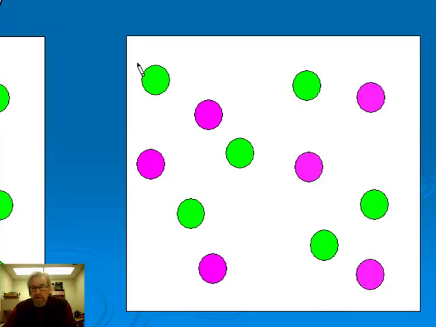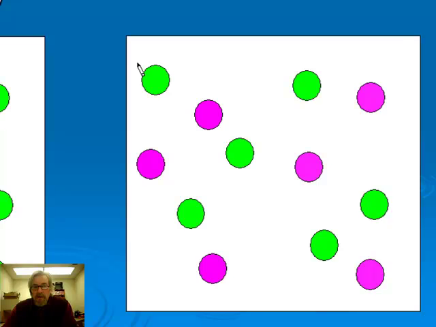A mixture is more random than an unmixed solute and solvent. And what's more random is more likely. Think about a deck of cards. There are 52 cards, and when you buy a deck of cards from the store, they're arranged by suit and they're arranged by value. How likely would it be that that would happen randomly?